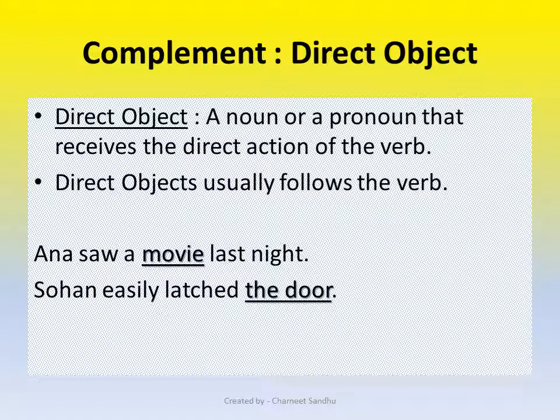Sohan easily latched the door. In this sentence, Sohan is the subject. Latched is the verb. The door is the direct object because it receives the direct action of the subject Sohan. Easily is an adverb for your information.